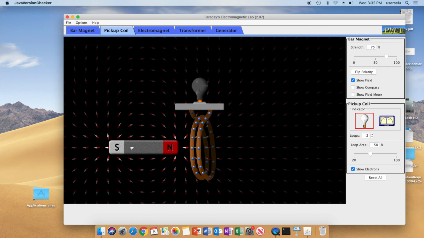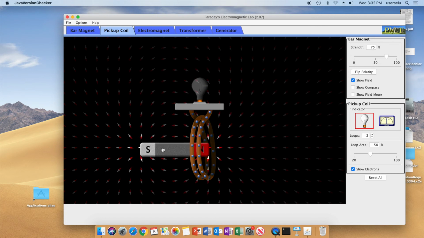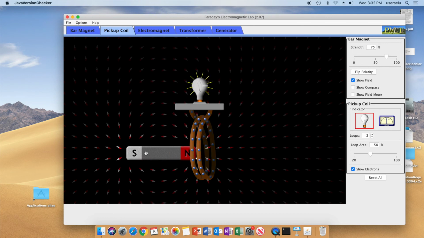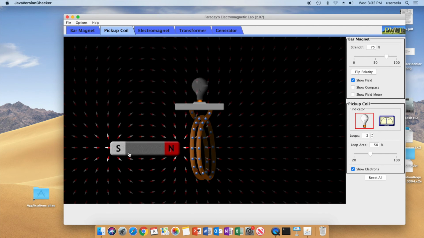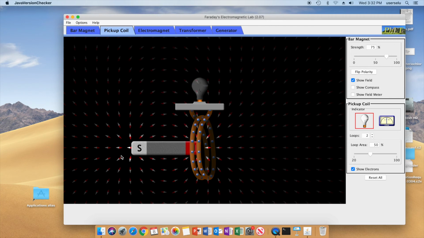Now, notice when I move the north pole towards the coil, you'll see the light comes on, the blue dots move down. The blue dots are the direction of motion of the electrons, and I agree that's annoying, but that's not the direction of current flow. Current is flowing opposite the direction of the motion of the electrons. So when the north pole moves towards, the blue dots come down. That means the current is going in at the top. So if I point my thumb in at the top, that's the direction of current.